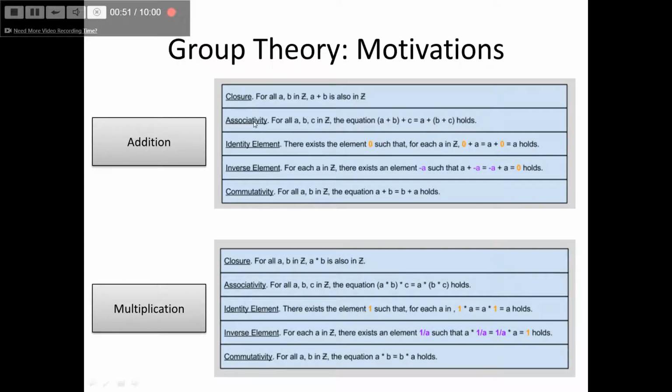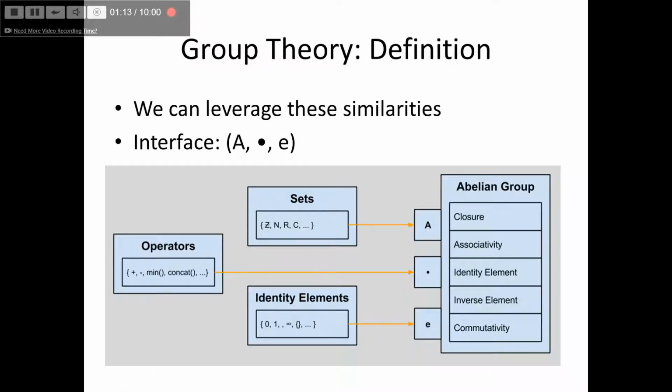You need nothing else. Now, it turns out that if you turn your gaze next to multiplication, you require a very similar set of five axioms. You also require closure, associativity, identity, inverse, and commutativity. The only difference, marked in color here, is the name of the identity element and the name of the inverse element. And the core insight of group theory is you can leverage these similarities. You can say these two operations over a set are two different types of the same thing.